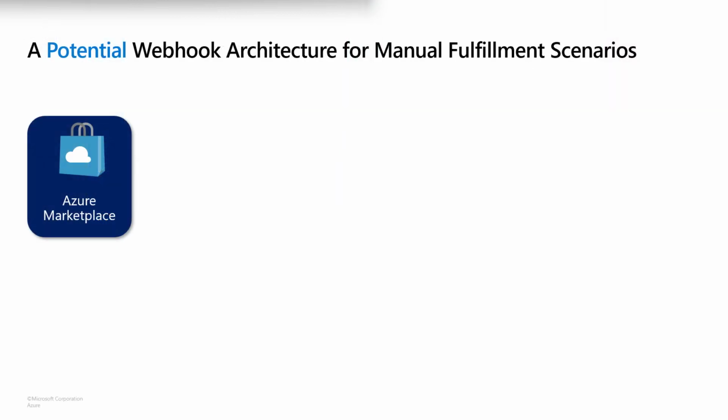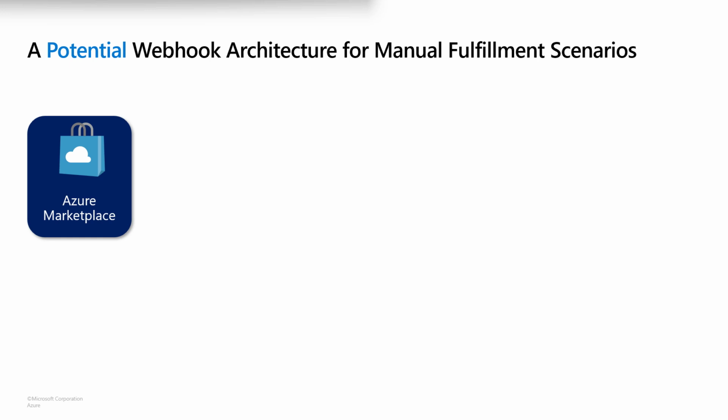There are many architectures one can imagine when using a SaaS offer webhook. And so this is a potential scenario. It's not meant to be a best practice. It's meant to get you to think about how you might use your webhook in a production scenario. Now, in earlier modules, we talked about manual fulfillment scenarios. We're going to model one of those here.